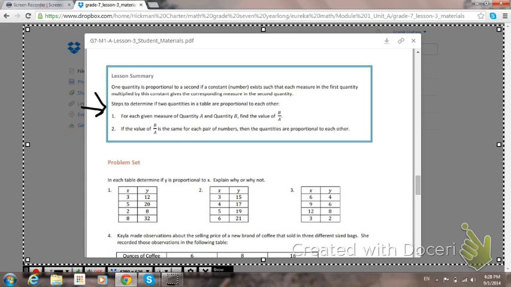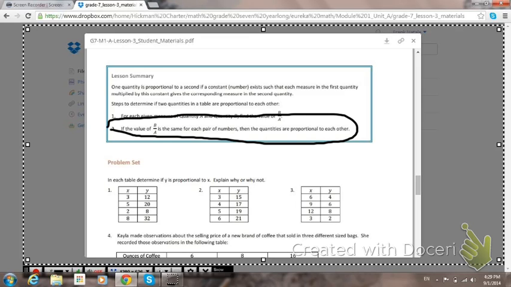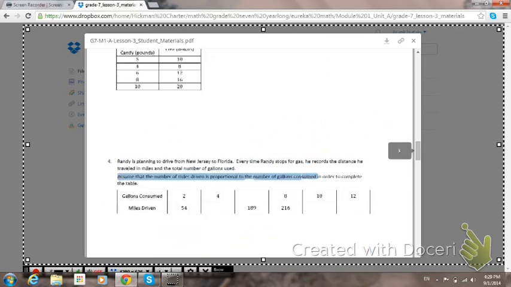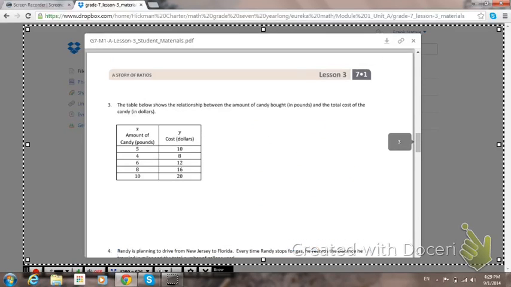Let's go back and look at that. Let's read that statement again. If the value of B over A is the same for each pair of numbers, then the quantities are proportional to each other. Let's just look at that one more time. So here we go, B over A. In this case we have Y over X.